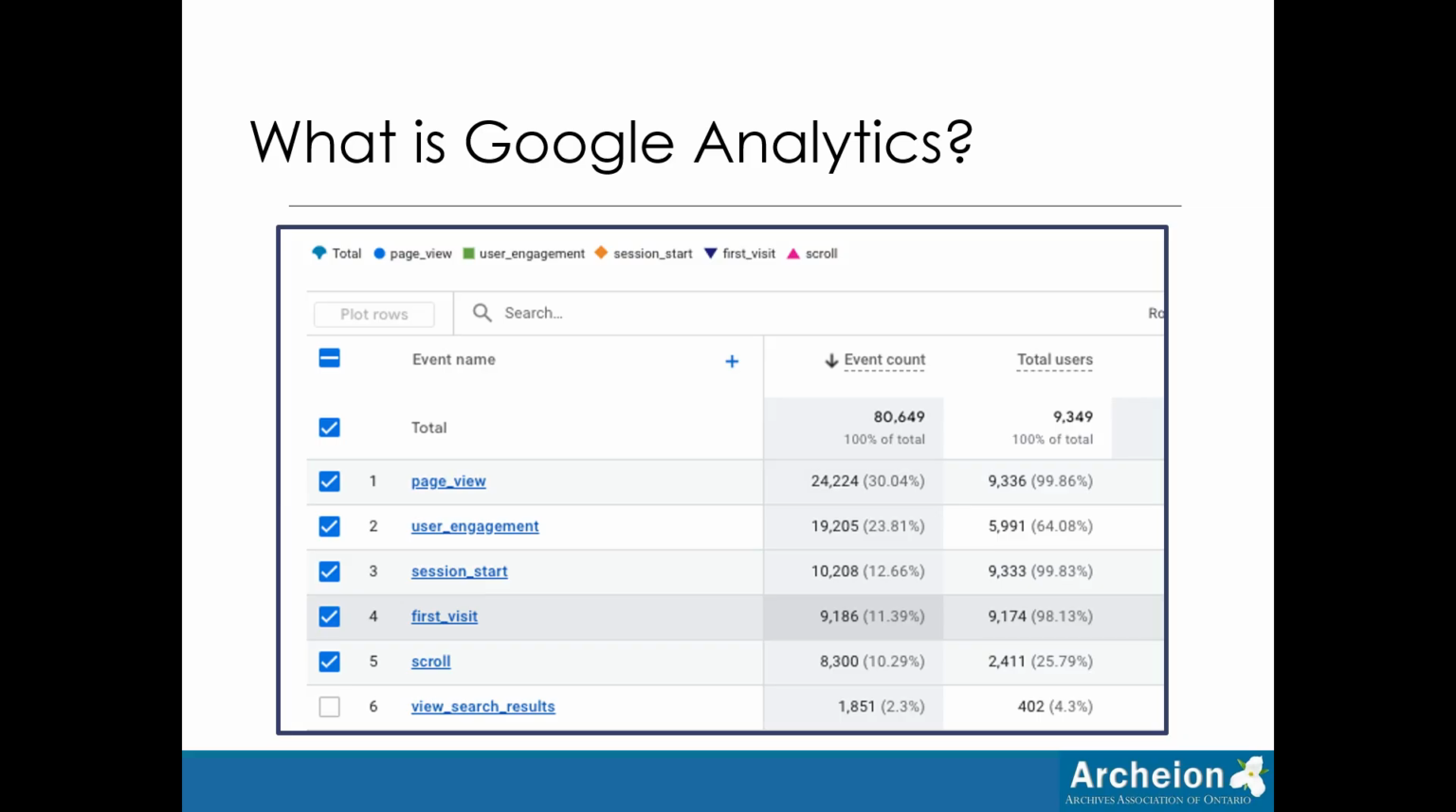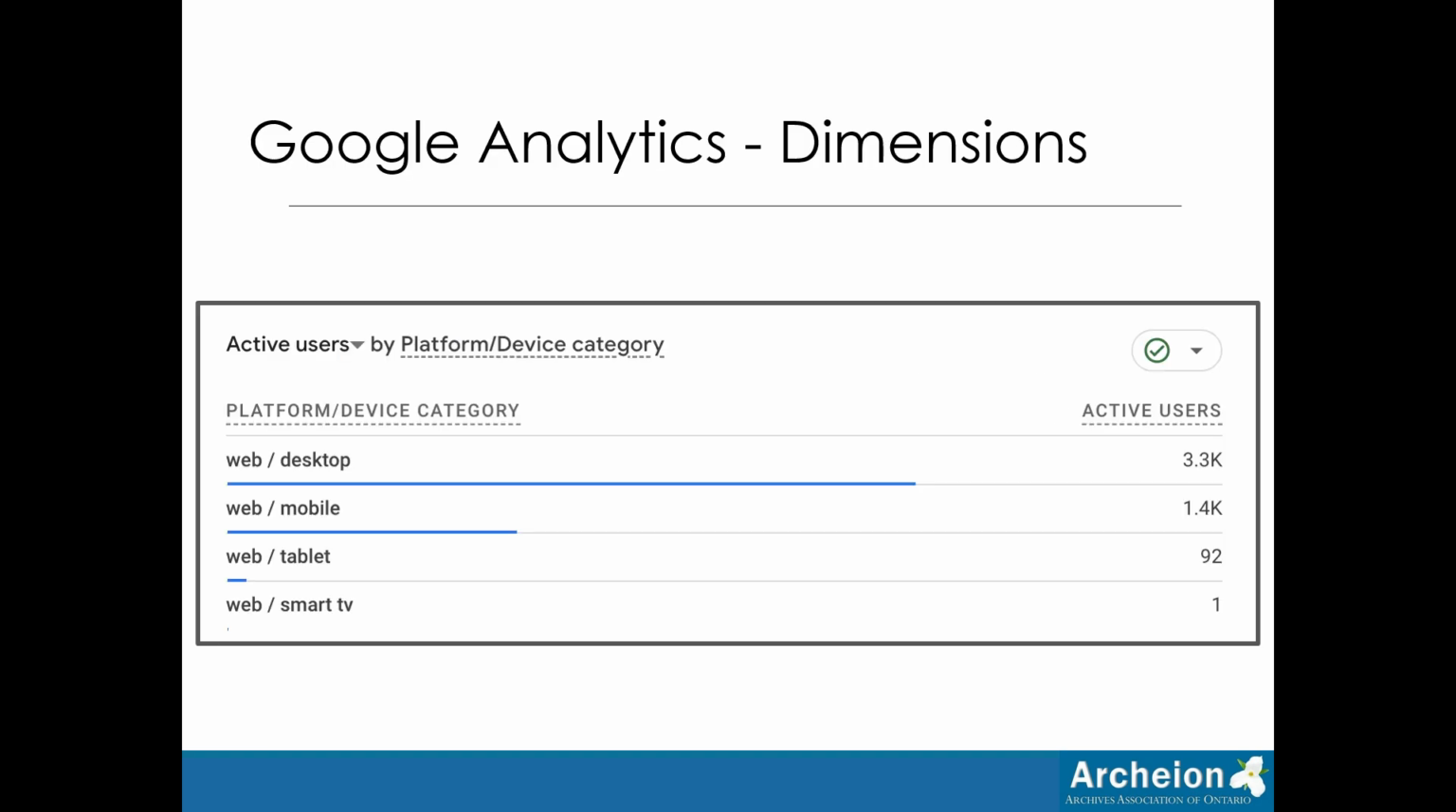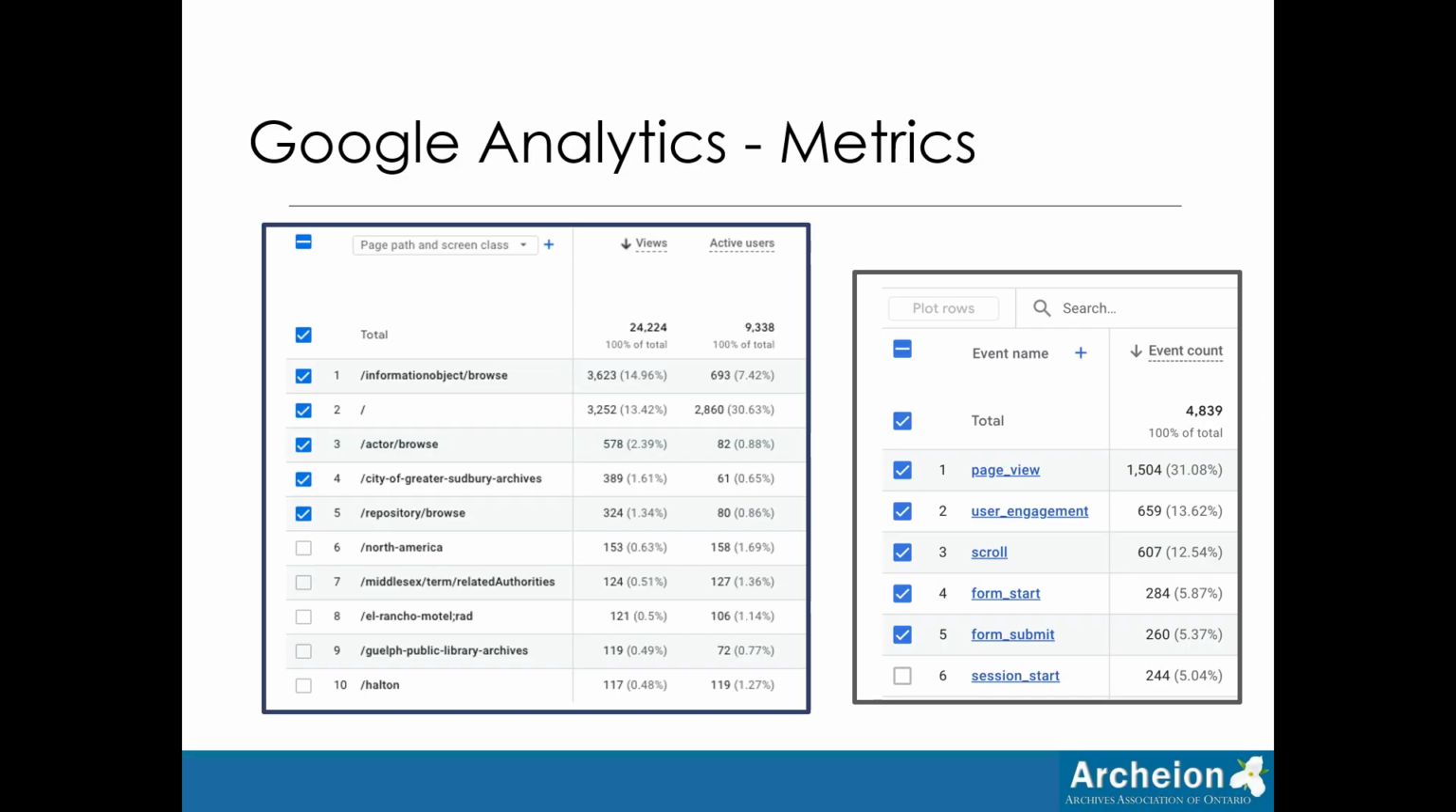All of this event's data is compiled into reports within GA4, and the data in these reports will be represented as either a dimension or a metric. A dimension is usually a text value, such as platform or device category as shown here. Dimensions answer the question who, what, or where. For example, what device is most commonly used when accessing an institutional profile page in Archeion? A metric, on the other hand, is always a number, such as event count. Metrics answer the question, how many? For example, how many page views did my institutional profile page get yesterday?